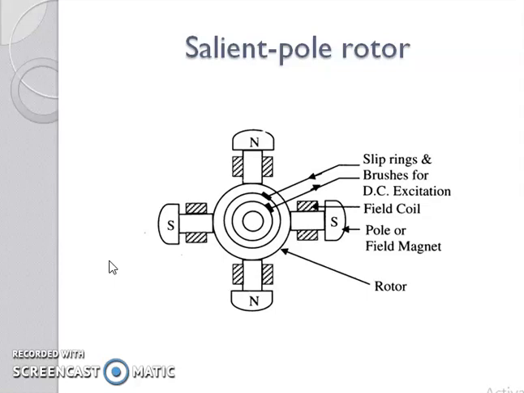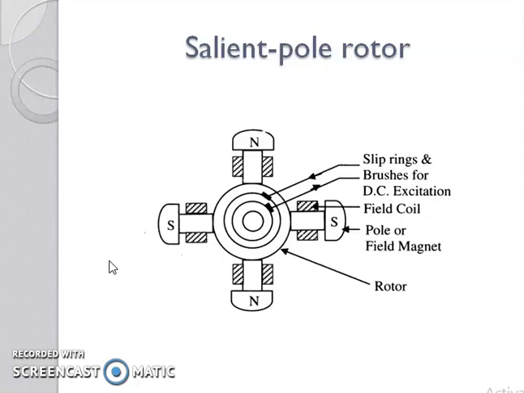So based on the type of application, we can choose the type of rotor for the synchronous generator. Once again I will highlight, as far as the alternator is concerned, there are two types of rotors. The stator is the same. One is the salient pole rotor, which is not used for high speed applications. Another one is the non-salient pole rotor, also called the phase wound rotor.